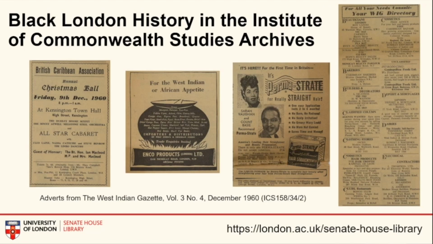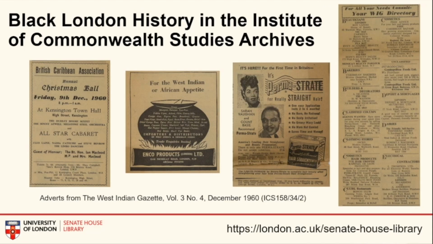So what we can see here is that newspapers such as the West Indian Gazette became a focal point to bring together a growing community. And they also show us how the Black community was forming their own spaces within the capital. So they're quite nice illustrations of how Black London, if you will, was forming at the time.